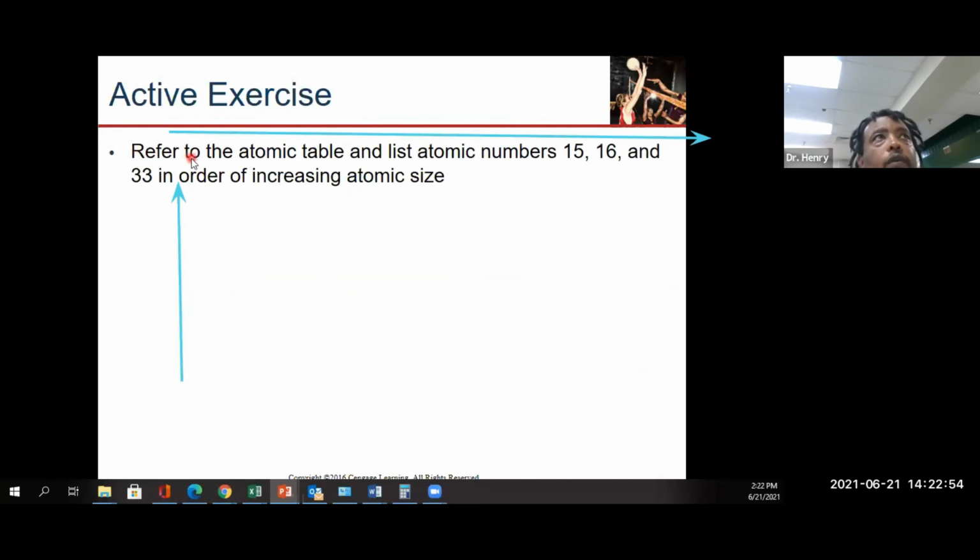Okay, so refer to the periodic table and list the atomic numbers 15, 16, and 33 in order of increasing atomic size. So which one is going to be the smallest, to which one is going to be the biggest? What's going to be the order? If we go to our periodic table, we're looking at the atomic numbers of 15, 16, and 33. So what are the atoms that we're looking at?